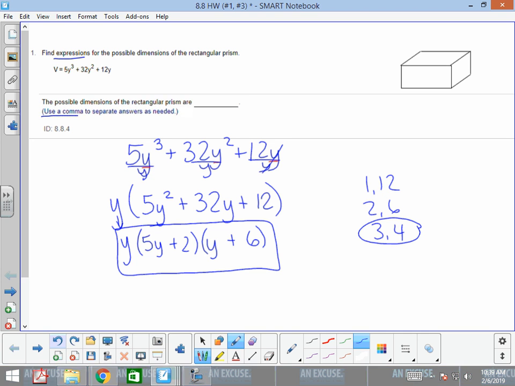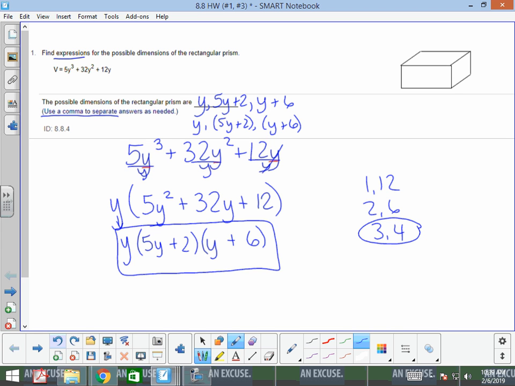Now in this answer, they want you to enter it using commas. So y, comma, 5y plus 2, comma, y plus 6. Remember, don't enter spaces. You can use parentheses, but you still need to use commas. Either one will work. Remember, you've got to use those commas between each one. All right, so that's like number 1, and there are a few others that are like that.